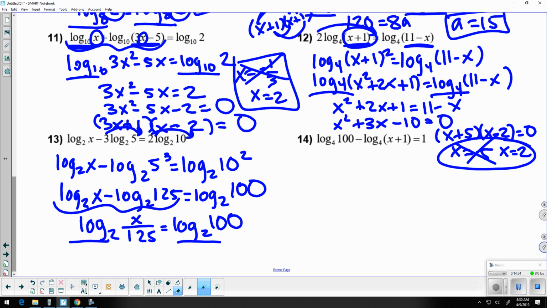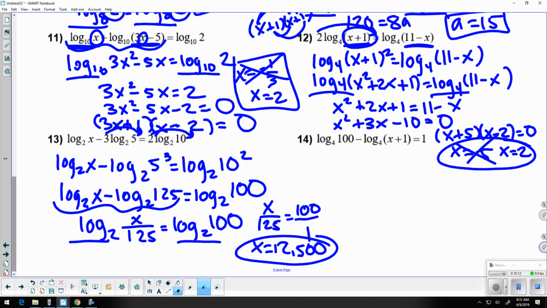Since we have the same log on both sides, drop the logs, just simply set x over 125 equal to 100, which is technically over 1. And again, you could just cross multiply or just simply multiply both sides by 125, but you get 12,500 as your solution.